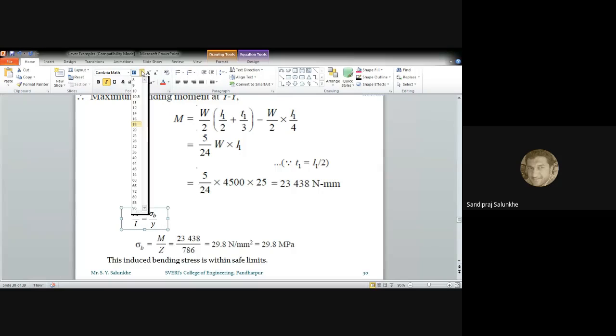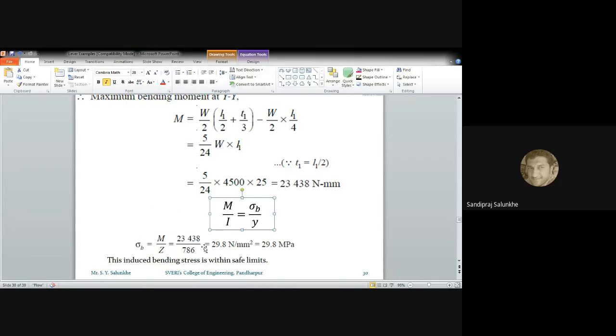Are you getting my question? From which we can calculate the sigma B. So what will be the value of I? It will be bd cubed by 12 or pi by 64 d raised to 4. Which value you have to take? We are calculating bending moment for what? Is it for the fork, is it for the arm, or is it for the pin?